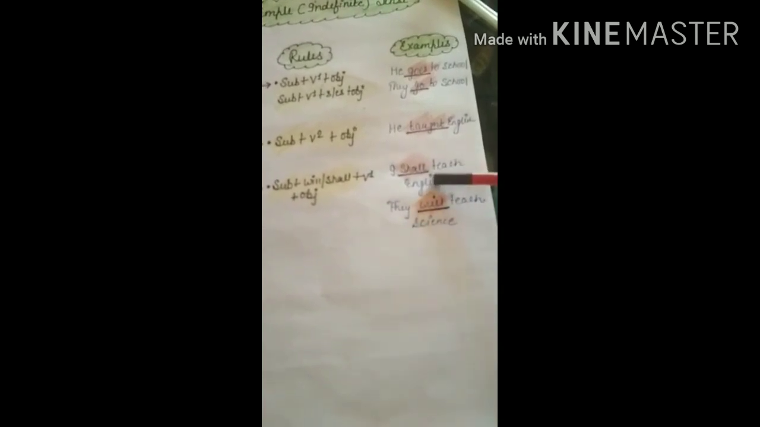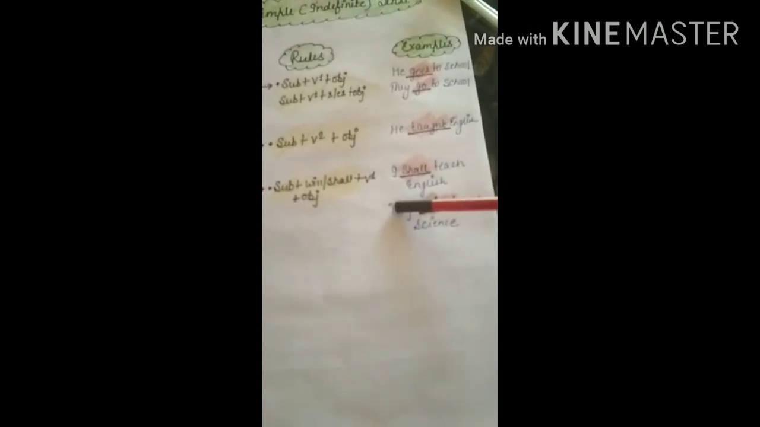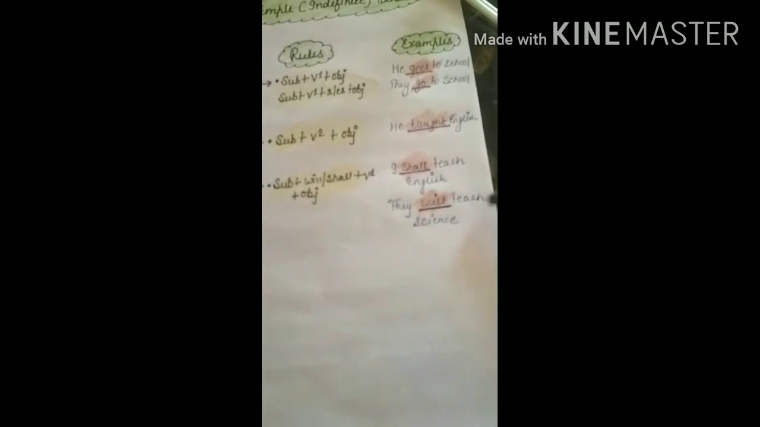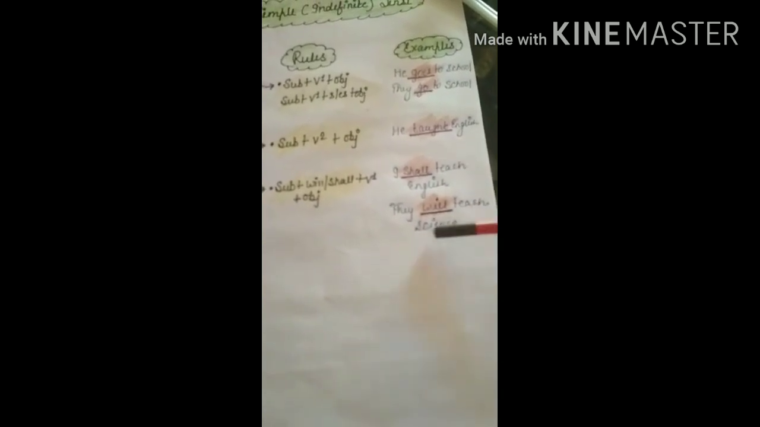Let's discuss with an example. I subject, shall, teach English. I subject, shall, V1 plus object. They subject, will, teach V1, science object.